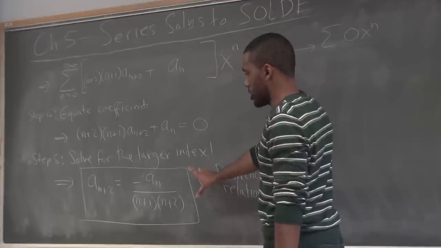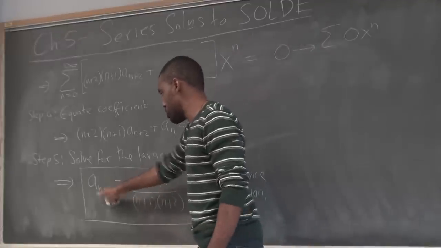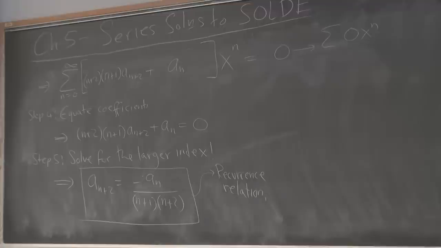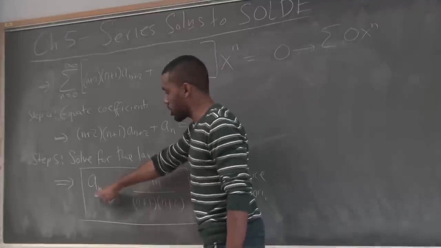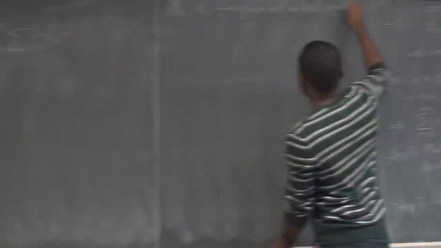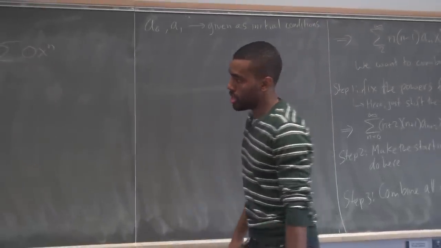So this is called a recurrence relation because it's a recursive formula. Basically, you define new terms based on old terms. You call it a recurrence relation when you do that. And so now what we can do is use this equation to find what the coefficients of our series should be. So, for example, a0 and a1 are usually given as initial conditions. We already know that they are the initial conditions. But if not, you just write them in terms of a0 and a1.